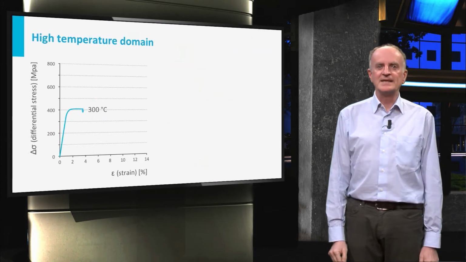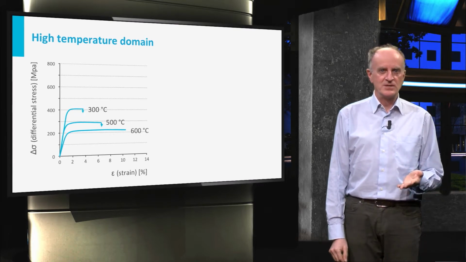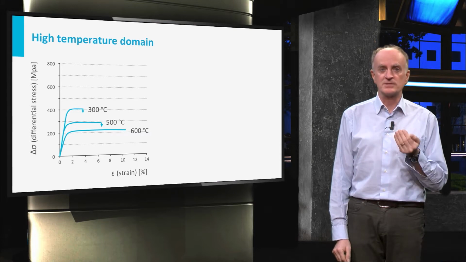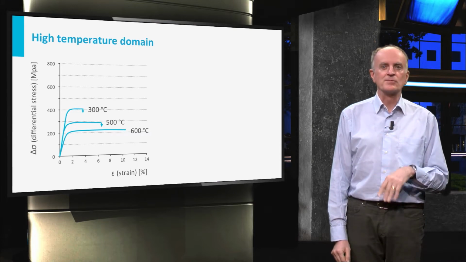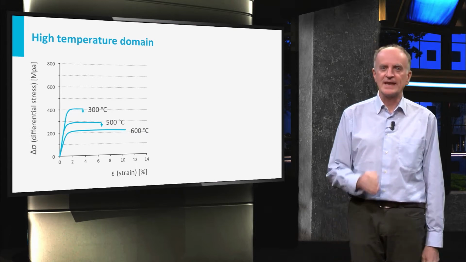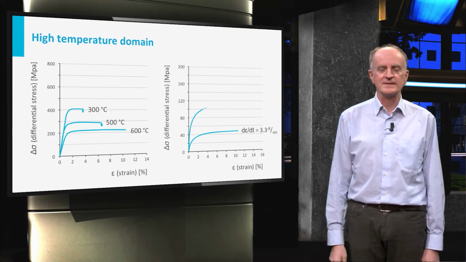Stress-strain curves in the high-temperature domain look substantially different. The first diagram shows the deformation curves obtained in experiments with different temperatures. Clearly, the rock becomes softer at higher temperatures. On top of this, it can accommodate much more deformation than its colder counterpart.